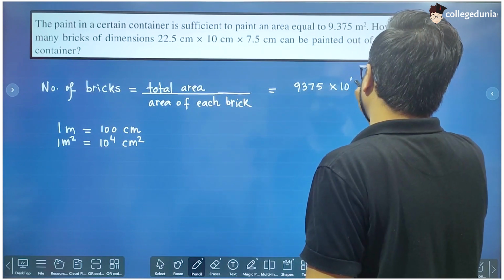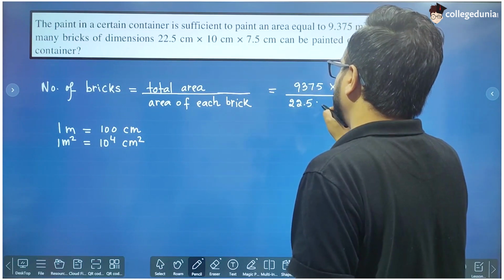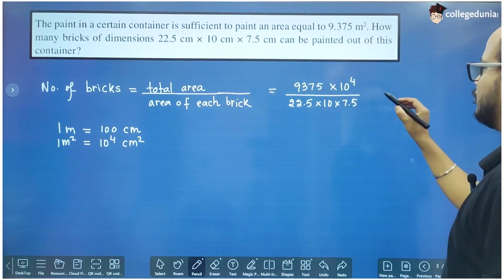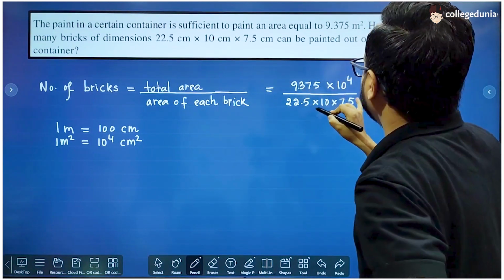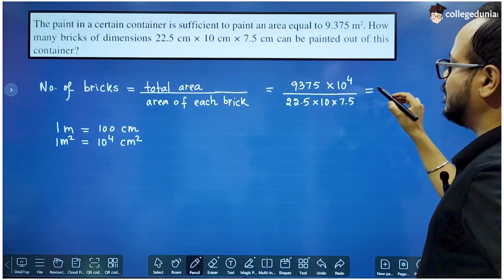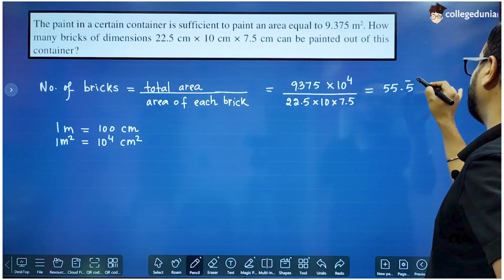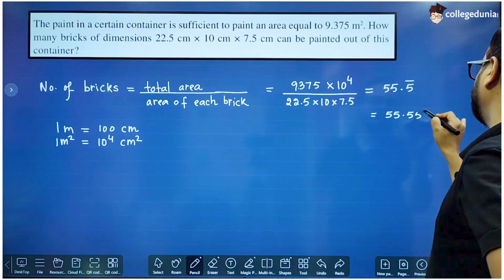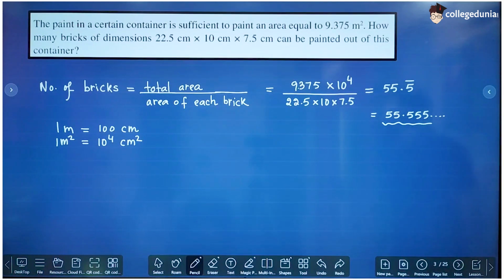So this into 10 raised to power 4 upon 22.5 into 10 into 7.5. So this is 9.375 into 10 raised to power 4 divided by 22.5, and if you solve this you will get 55.5 bar, that is 55.555 and so on. These are the number of bricks that can be painted using this paint.